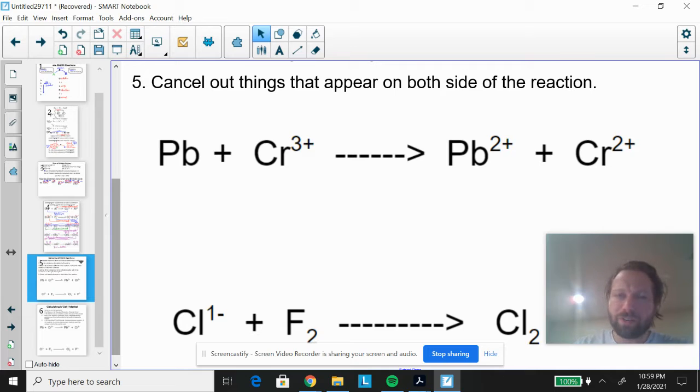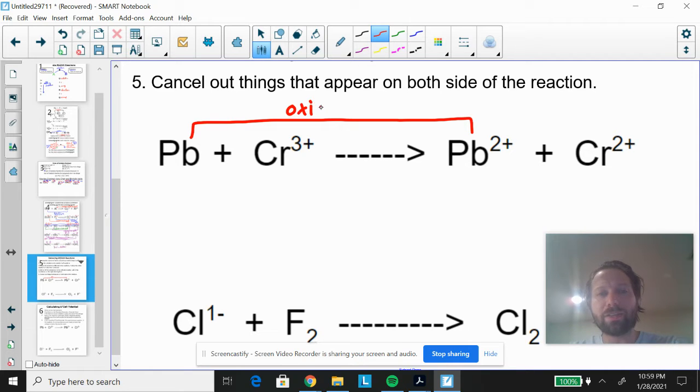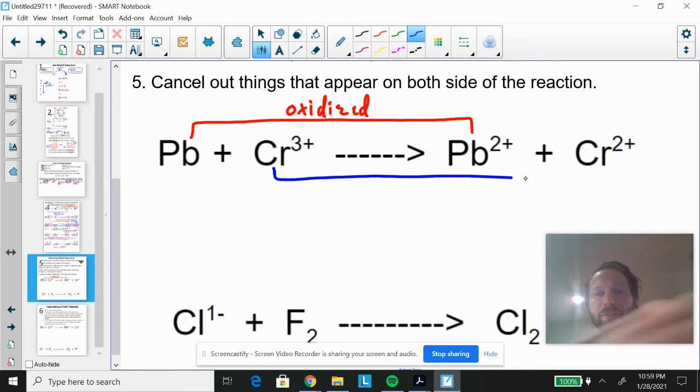So we first have to identify what is being oxidized, what is being reduced. So in the case of this, you have lead. It is becoming more positive, so it's being oxidized. It's losing electrons. And then chromium is becoming less positive, so it's gaining electrons.